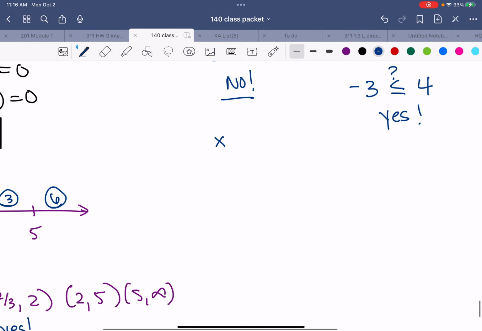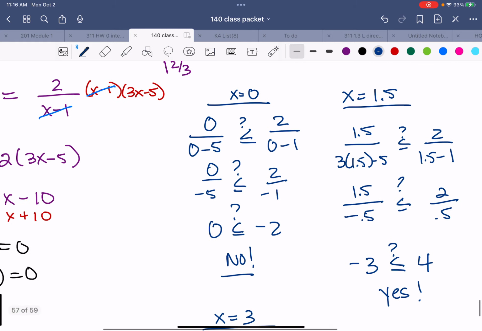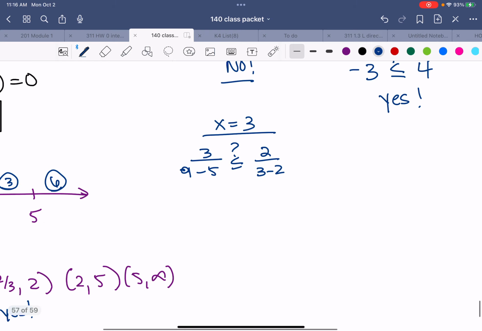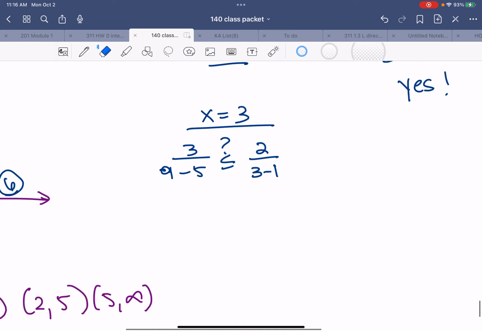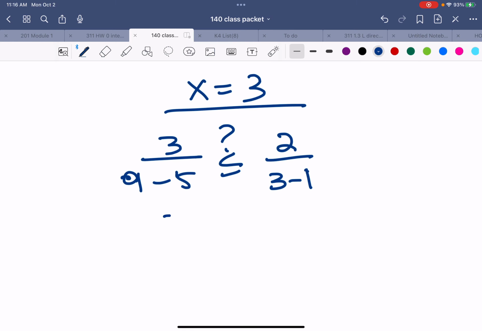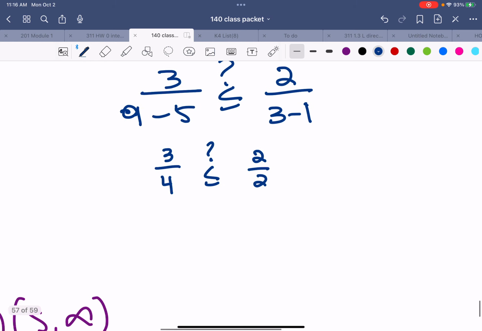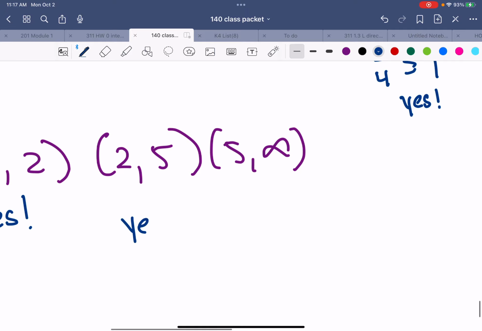Okay, next we check 3. Running out of space. Let's see if we can get it in here. All right, you're doing 3 over 3 times 3, which is 9 minus 5. Is that less than or equal to 2 over 3 minus 2, right? Oh, minus 1. Okay, that gives us 3 over 4. Is that less than or equal to 2 over 2, which is 1? Yes, that is true. So this one is also a yes.